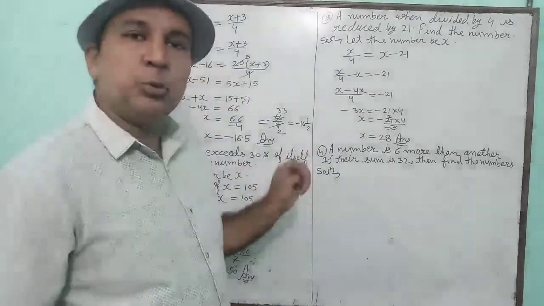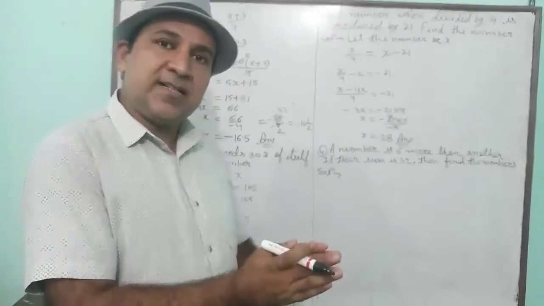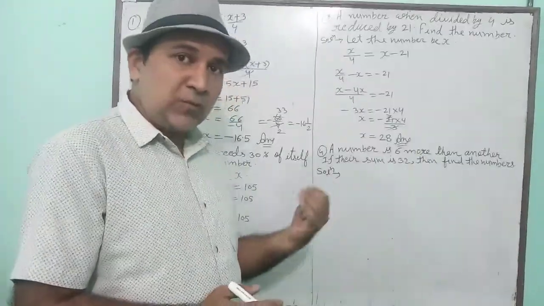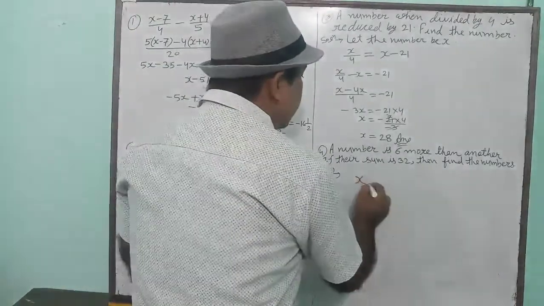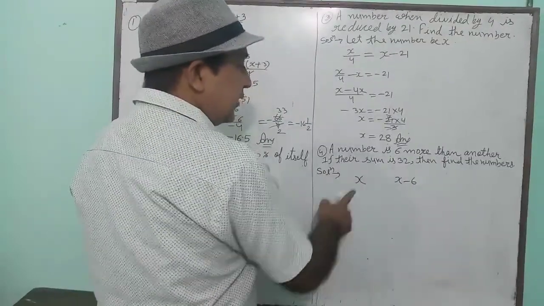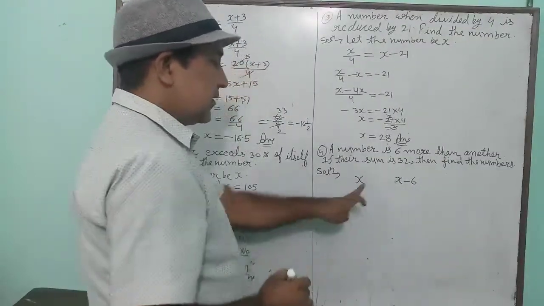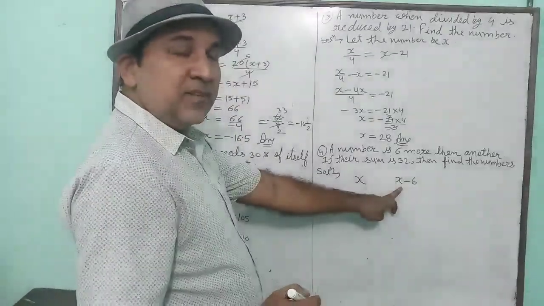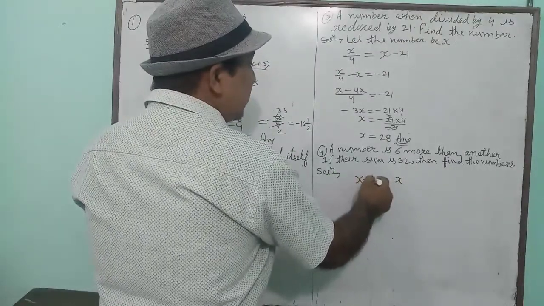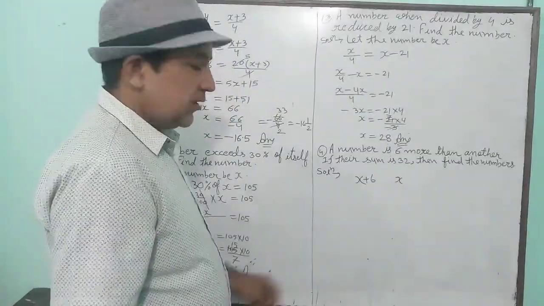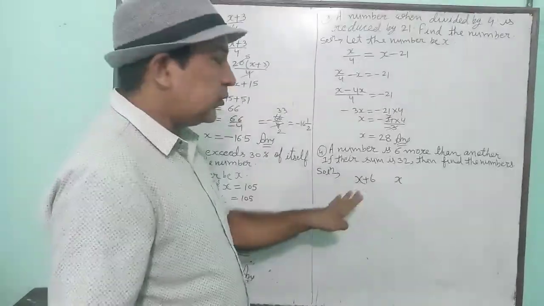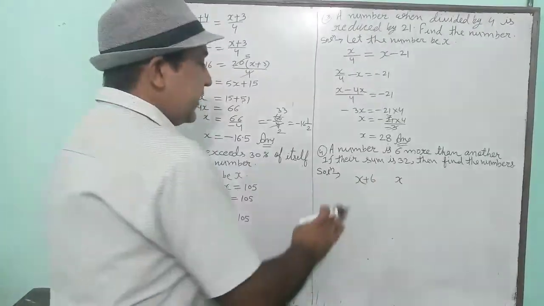Children, it means there are two numbers. Suppose one number is x, then the second number will be x minus 6, because then only x will be 6 more than the second number. Otherwise, if you take another number x, then your first number will be x plus 6. So both methods are correct. You can choose any one.